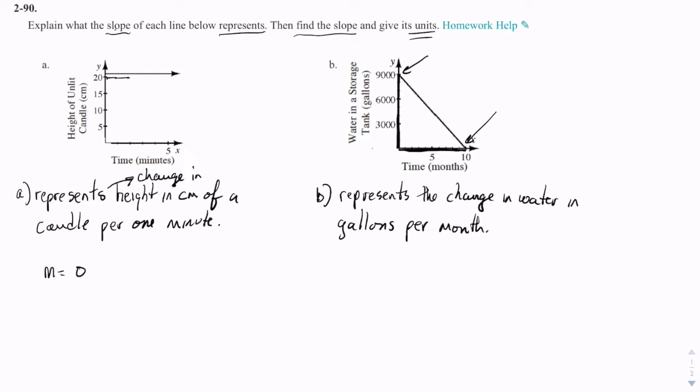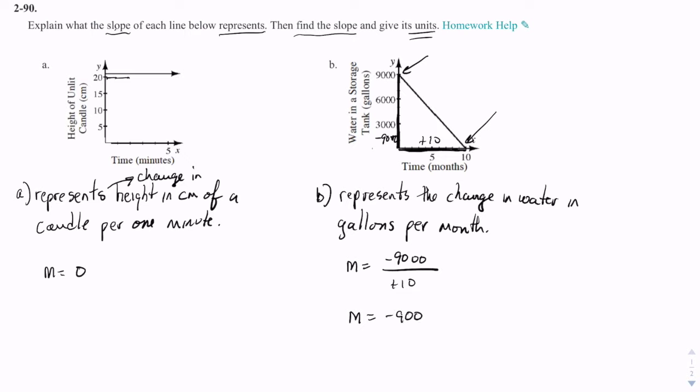So from 9,000 down to 0, I went down negative 9,000. And from 0 to 10, I went plus 10. So the slope is negative 9,000. I went down 9,000 in the y direction, and I went over positive 10 in the x. So the slope comes out to be negative 900.